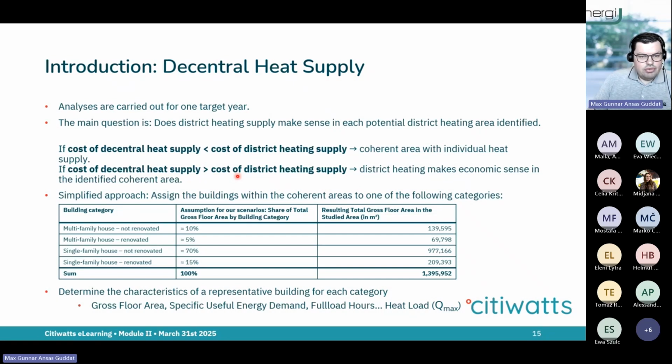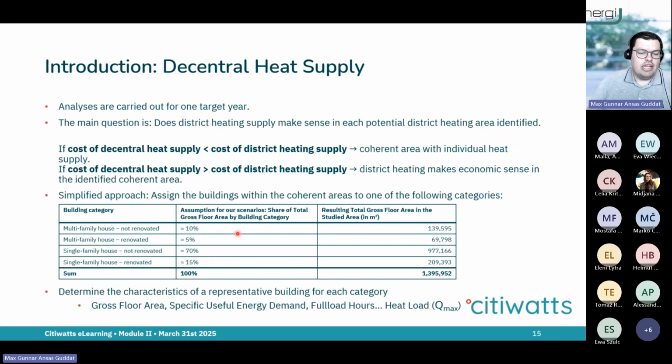For this, we need to aggregate the buildings in an area into some categories of buildings, in the way that we have created this scenario assessment spreadsheet. And we have stated some shares of kinds of buildings. So according to the calculation modules, we need to specify multifamily houses not renovated, same for renovated, and then single family houses renovated, not renovated. And we assessed some shares for you for the case that we're calculating.